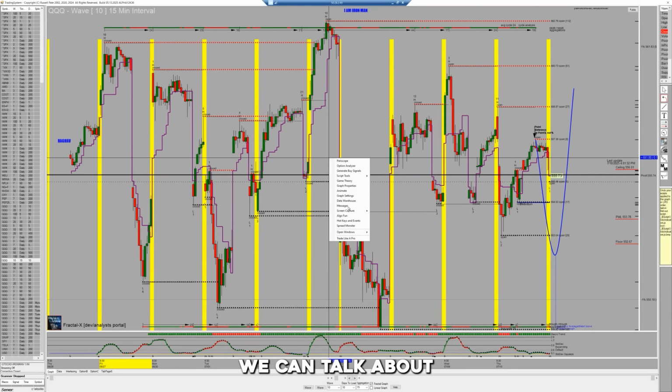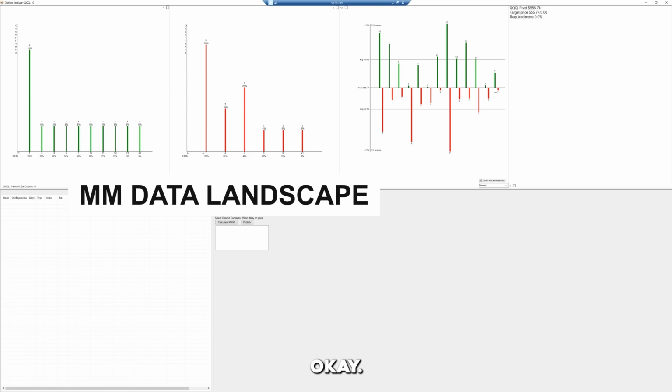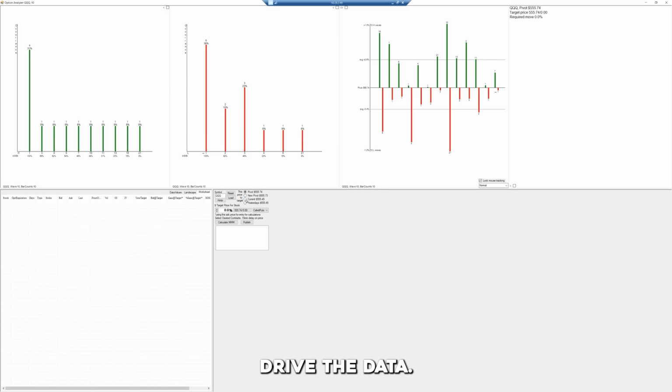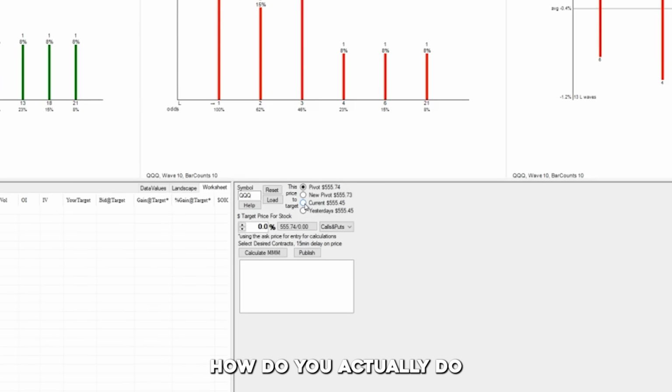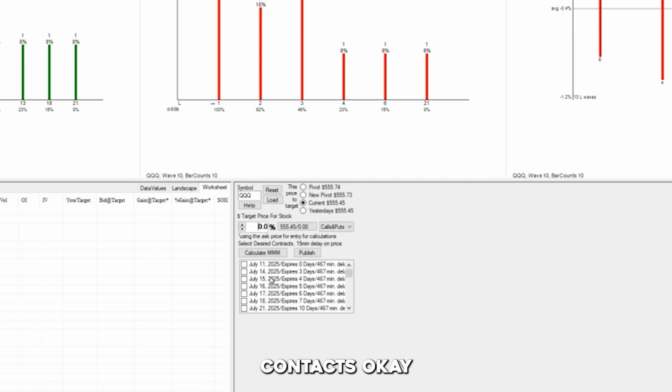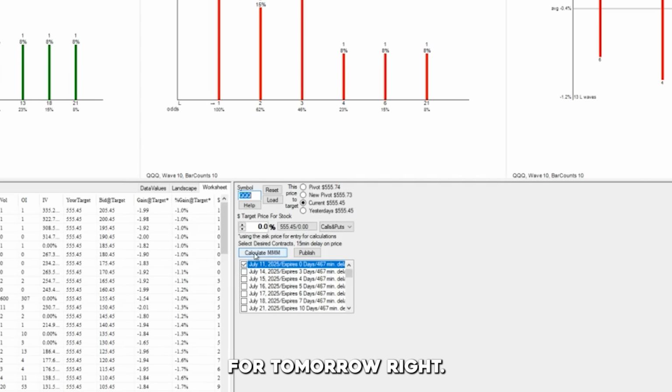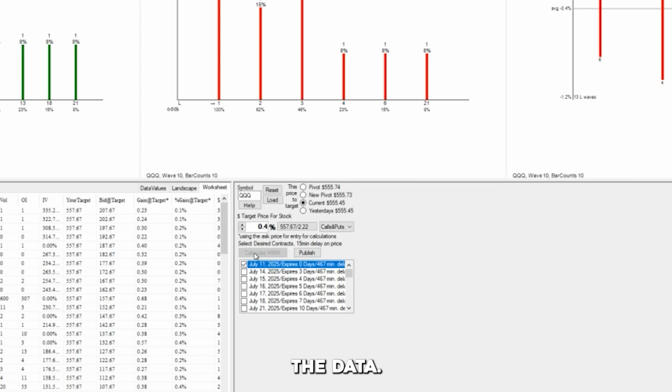Next up, I want to talk about the data, how to derive the data. You remember we talked about the ceiling and the floor and all that stuff, right? So how do we actually derive that? Now if I click on current here, load, first of all you have to load contracts. I'm going to load the July 11th contract, which is for tomorrow, right? And now I'm going to calculate the data.